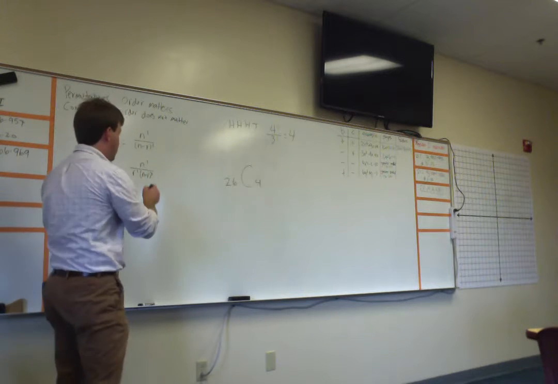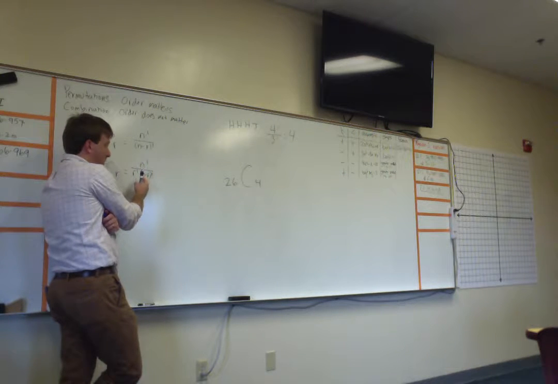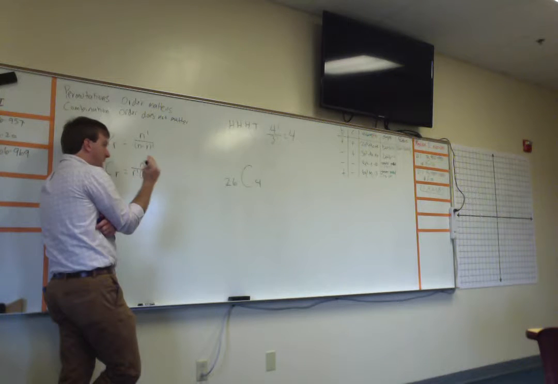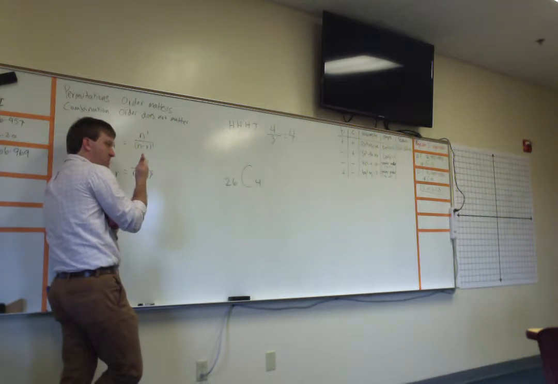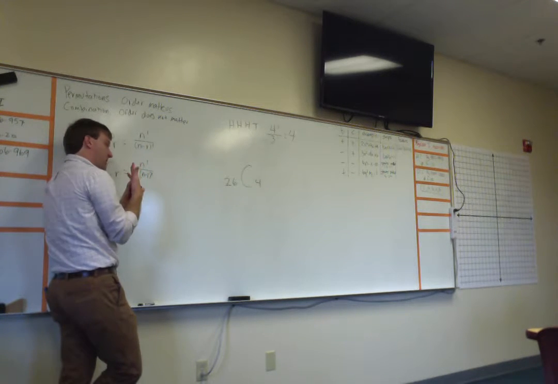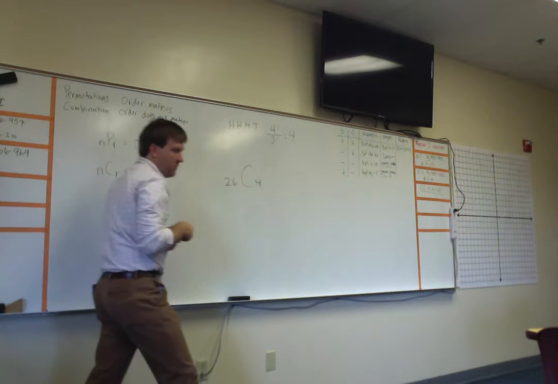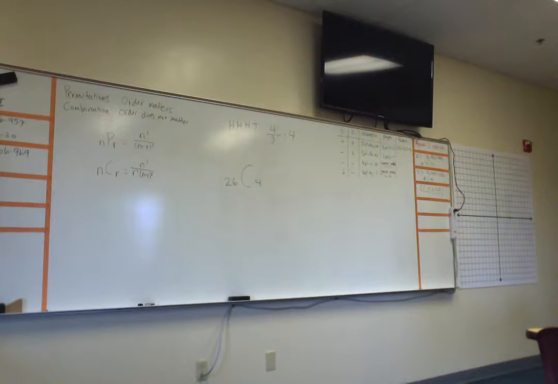Well, but notice what happens when you do this. They cancel out. Right. So if I have 26 minus 4, what's that? 22. So everything from 22 down is going to cancel out. So I just need 26 times 25 times 24 times 23 on the top, divided by 4 factorial. That's fine. You wrote out lots of stuff. That's cool. That was taking me a while. Okay, all right.